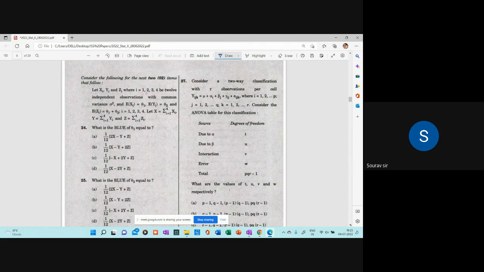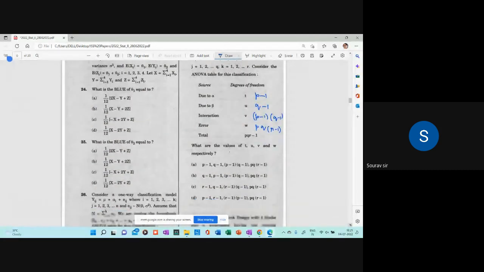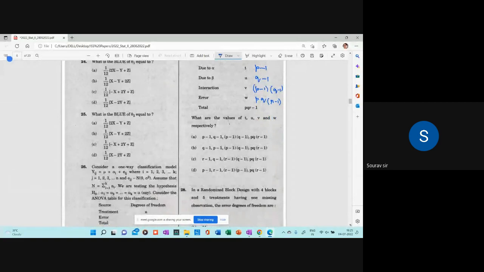Okay, so basically what is the value of T, U, V and W? We know this is P minus 1, already I have discussed. This is Q minus 1, and this is for the interaction, P minus 1 into Q minus 1, and this is PQ into R minus 1. So let's check which option is correct. Basically, they are asking for these values respectively: T, U, V, W.